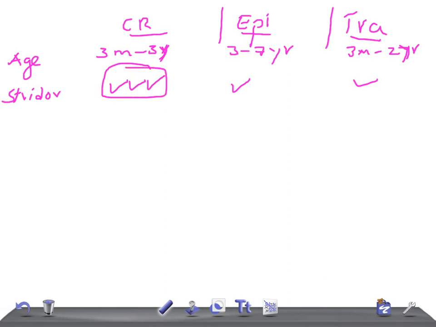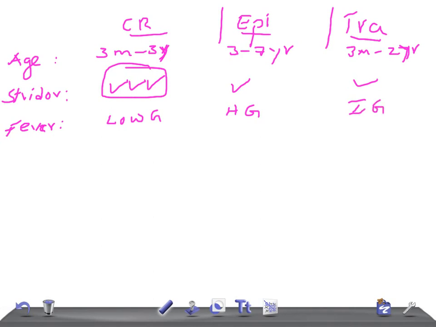Okay, now let's talk about the severity, fever, which is very important. This is very helpful and a very clinically important point. In fever, croup is low grade. Okay, it's low grade, whereas in epiglottitis it is a really very high temperature. It's going to be high grade, we can call it. And in tracheitis, it can be in between the low grade and the high grade, that's an intermediate grade.